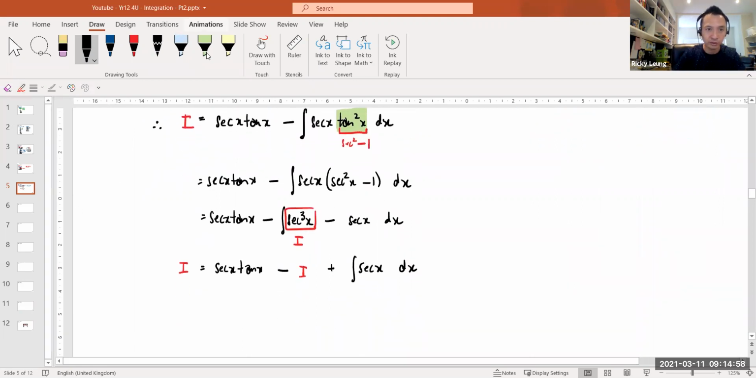So this is what I'm going to do. I'm going to move this red I over here, collect them so I get 2I. I'm going to integrate sec x using the hack. And then because it's 2I, divide the 2 over and I get my final answer. So this is what you do, right? So 2 times a red I equals sec x tan x plus, now I know using the hack, right?